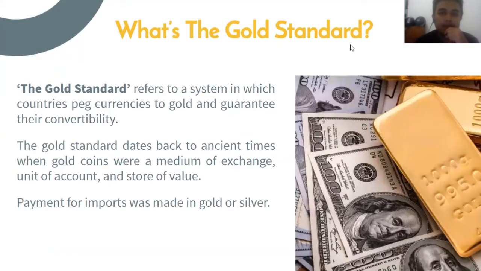Basically, what's the gold standard? The gold standard refers to a system in which countries peg currencies to gold and guarantee their convertibility. The gold standard dates back to ancient times when gold coins were a medium of exchange, unit of account, and a store of value. Payments for imports were made in gold or silver.